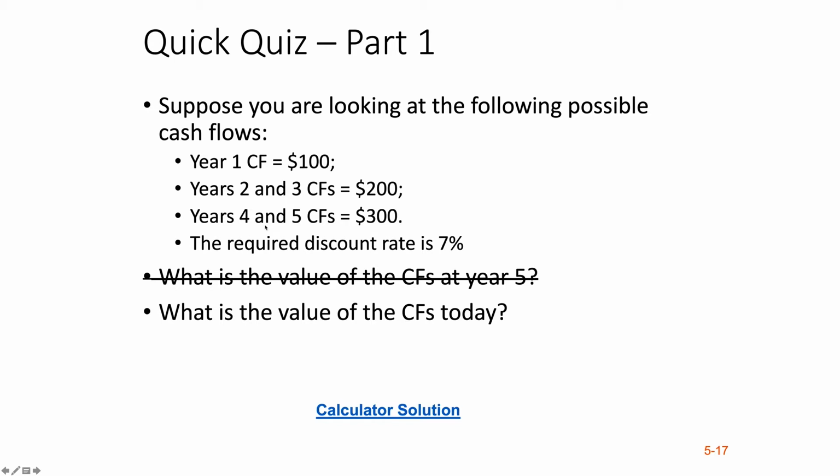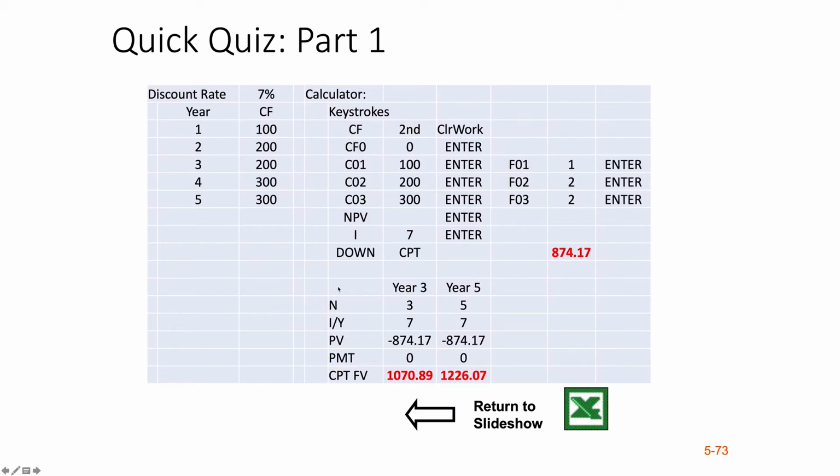Now let's just do the cash flow today. Look at the present value, not the future value, okay? The calculator solution here is slightly different, okay? Here's your cash flow. If you draw the line, time 1, 100, time 2, 200, time 3, 200. Now you have 2 and 3 the same, and 4 and 5 the same.